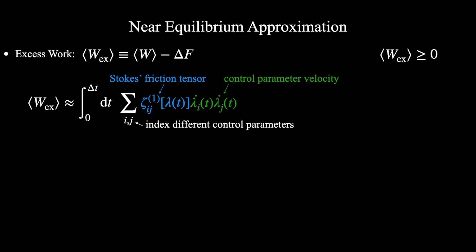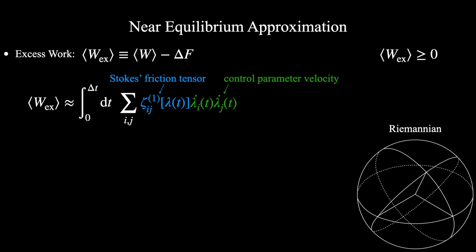So within this approximation, it turns out finding the protocol that minimizes this contribution to the excess work is relatively straightforward and can be mapped onto a geometric framework. In particular, this is what's known as a Riemannian metric. The classic example of a Riemannian metric is moving on the surface of a sphere. So the minimum distance between two points, say here and here on the surface of a sphere, is given by these great circle lines. So in order to minimize the excess work, we're going to have to find the equivalent of these great circle lines within the Stokes friction metric.